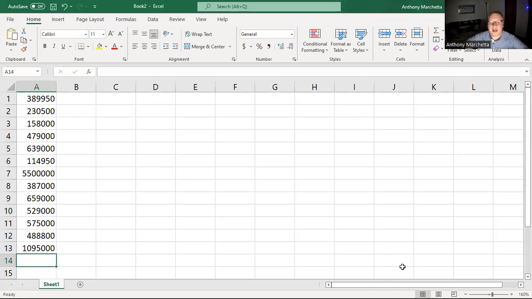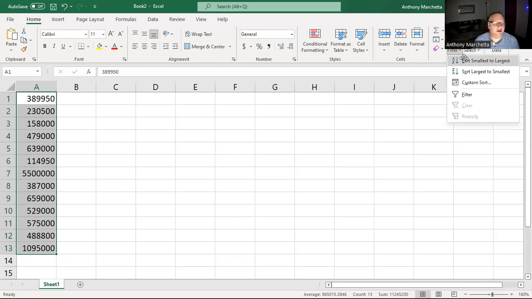All right, so I have the data here. Now what I'd like to do is sort the data. First I'm going to highlight all of them, and sort smallest to largest. There we go.